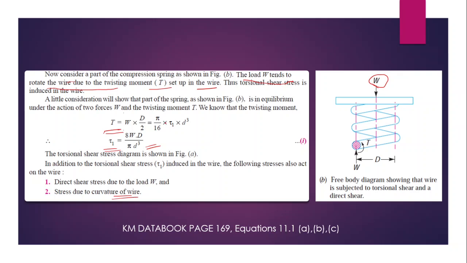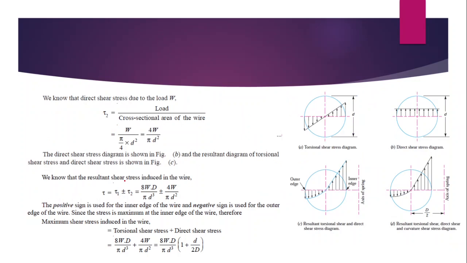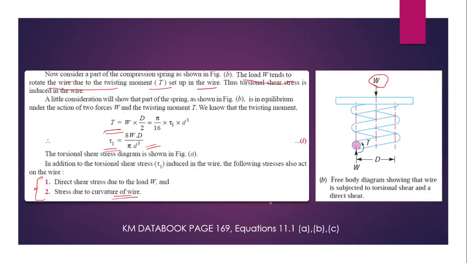In addition to this torsional shear stress, there are two kinds of stresses induced in the wire. First one, direct shear stress due to W, and second one, stress due to curvature of the wire. Then we know that the direct shear stress due to W is equal to load divided by cross-sectional area. This equation is also available in the KM data book page number 169, equations 11.1a, b and c.